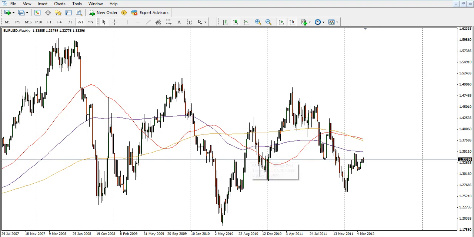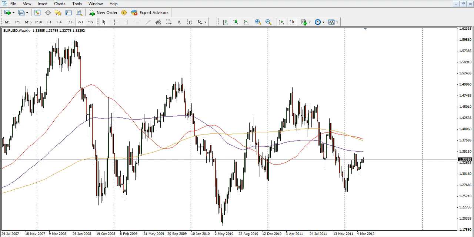For anyone who's new to these charts, basically there's 3 moving averages on each chart. The red one is 55 simple, the purple is 100 simple, and the gold is 200 simple moving average.